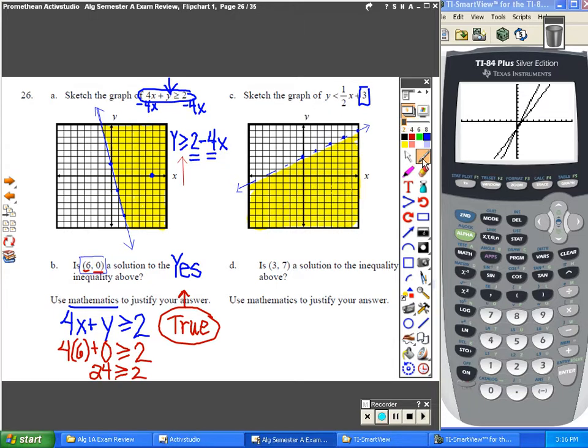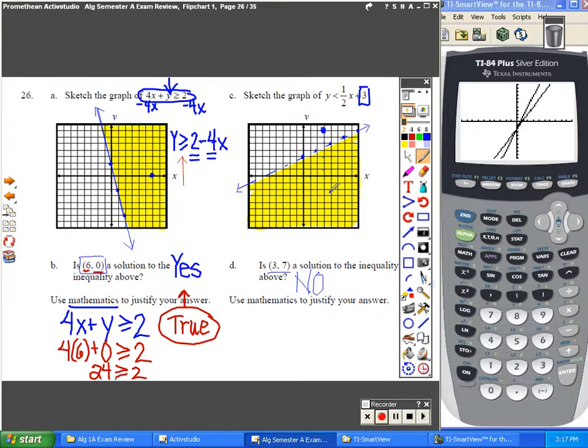And now let's see if we can answer their question. They said, is (3, 7) a solution? 1, 2, 3, 1, 2, 3, 4, 5, 6, 7. The answer, obviously, by the graph is no. That point is not in the yellow region. The yellow region is where the answers are.